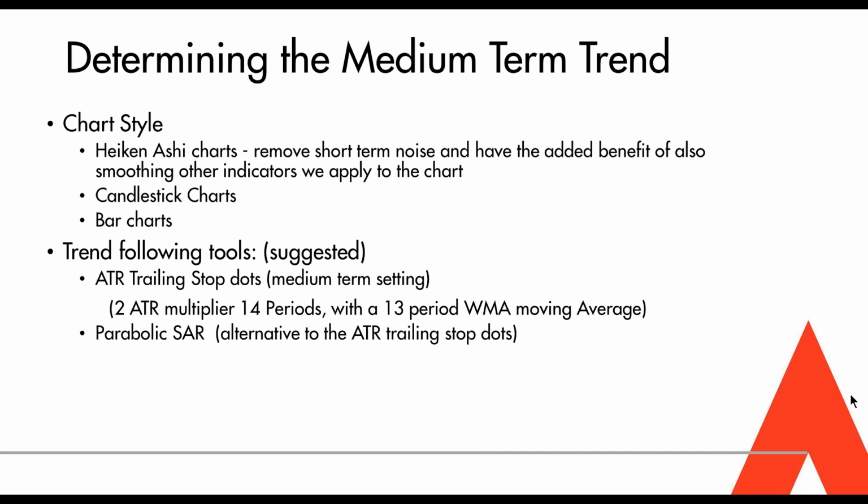We're going to use some trend following tools such as ATR trailing stop dots with a 13-day moving average, a weighted moving average, or a parabolic SAR, which becomes an alternative to the ATR as a momentum indicator.